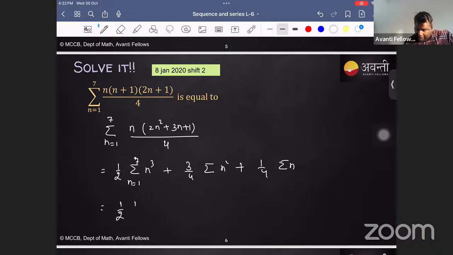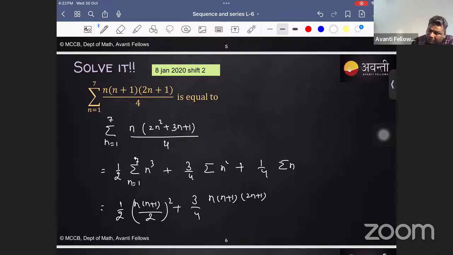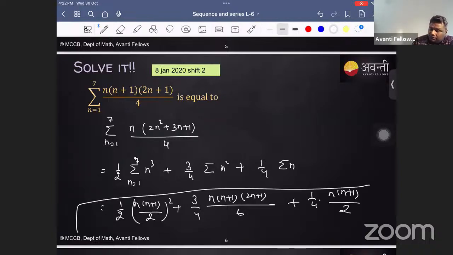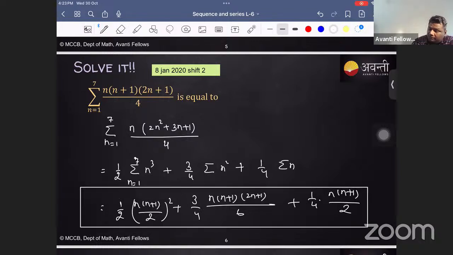So half of sigma n cube is what? n into n plus 1 upon 2 whole square. 3 by 4 sigma n square is n into n plus 1 into 2n plus 1 upon 6, and 1/4 of sigma n is n into n plus 1 upon 2. This is going to be your answer.